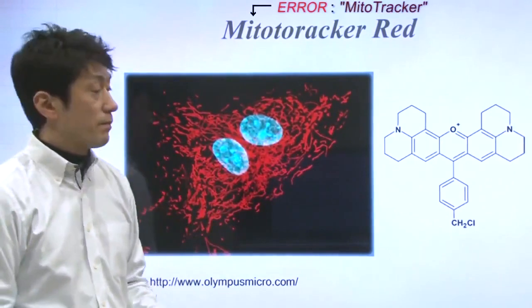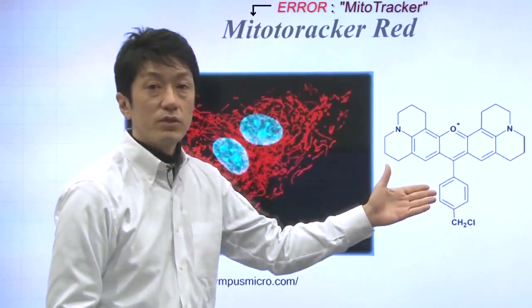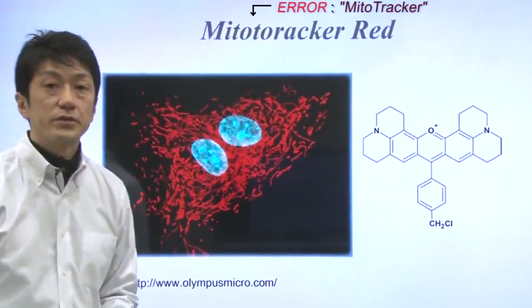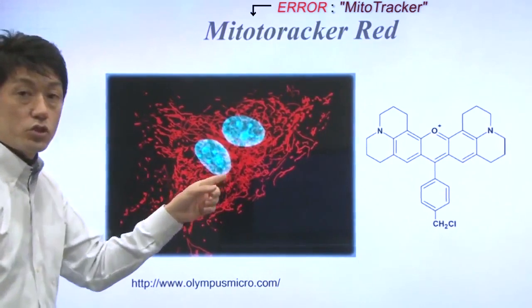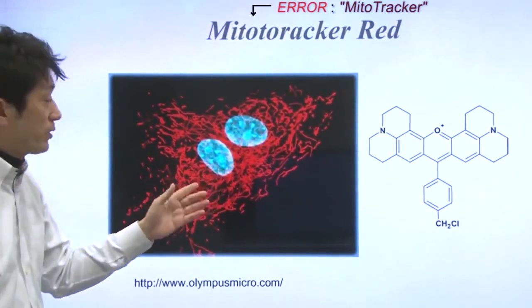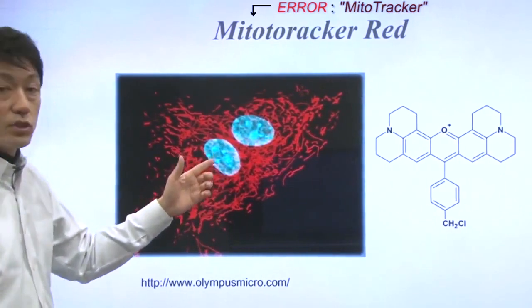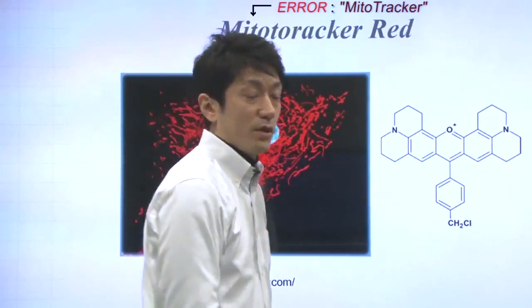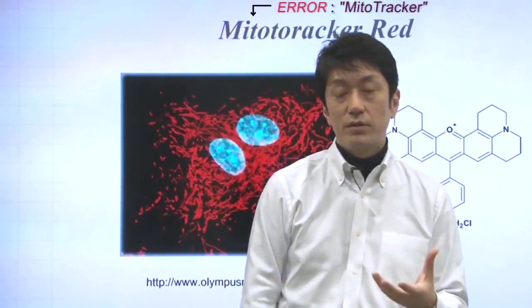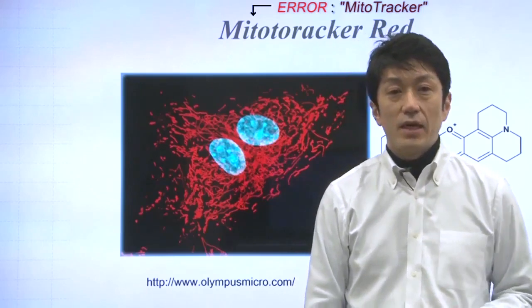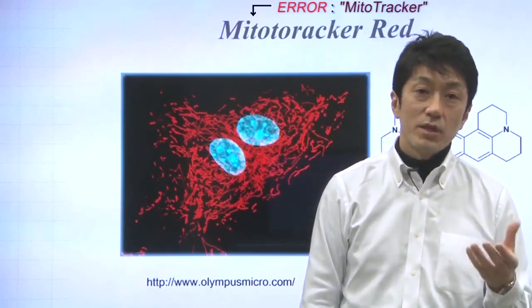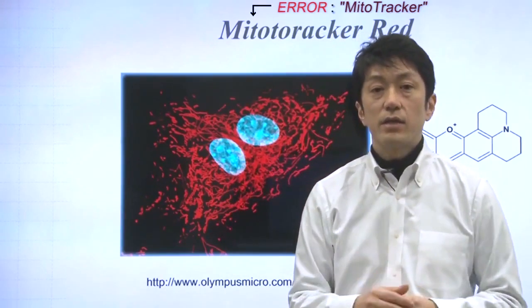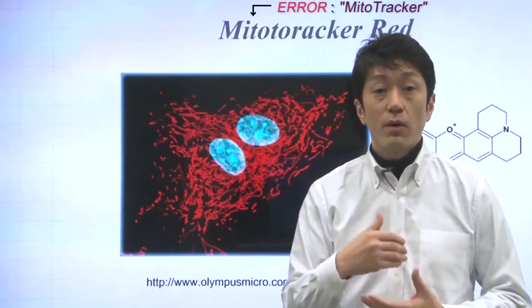Another example is MitoTracker Red. The structure is right here. This is a popular fluorescent probe that labels mitochondria inside the cells. These red tube-like structures are mitochondria, and the nuclei are shown in blue. The different fluorescent molecules emit different lights, so they are sometimes useful in cell biology. In the next video clip, I will show you another example of fluorescent probes from our own research.